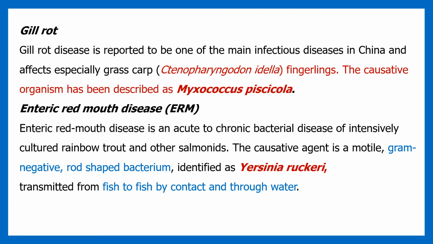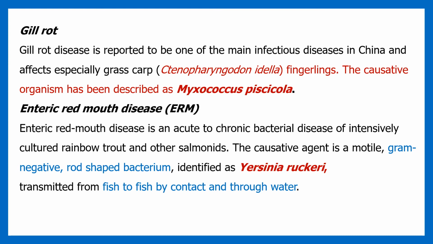It is reported to be one of the main infectious diseases in China and affects especially grass carp. The causative organism has been described as Myxococcus piscicola. Another bacterial disease is ERM, enteric red mouth disease. The mouth totally becomes red.